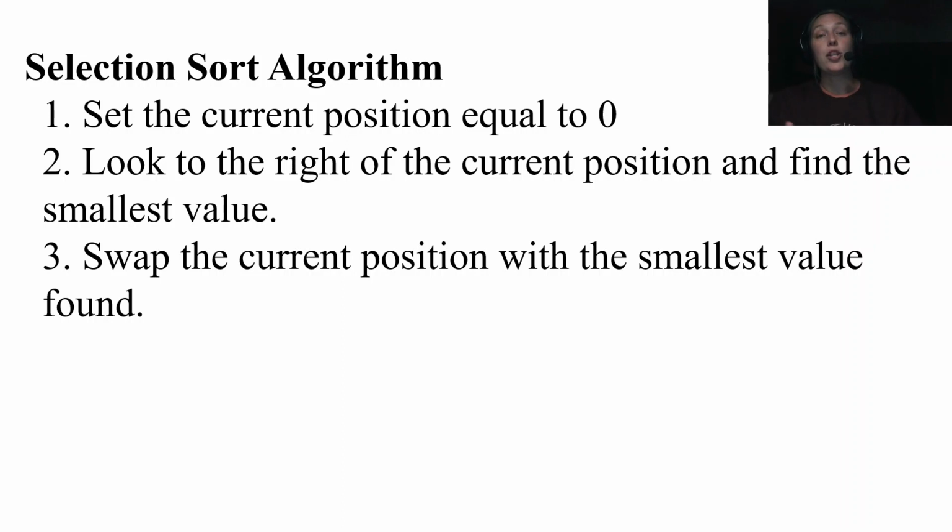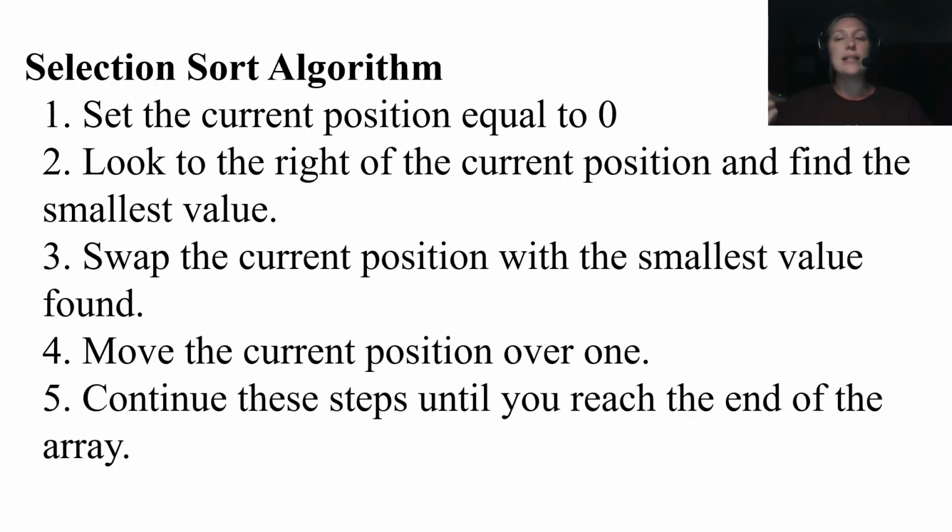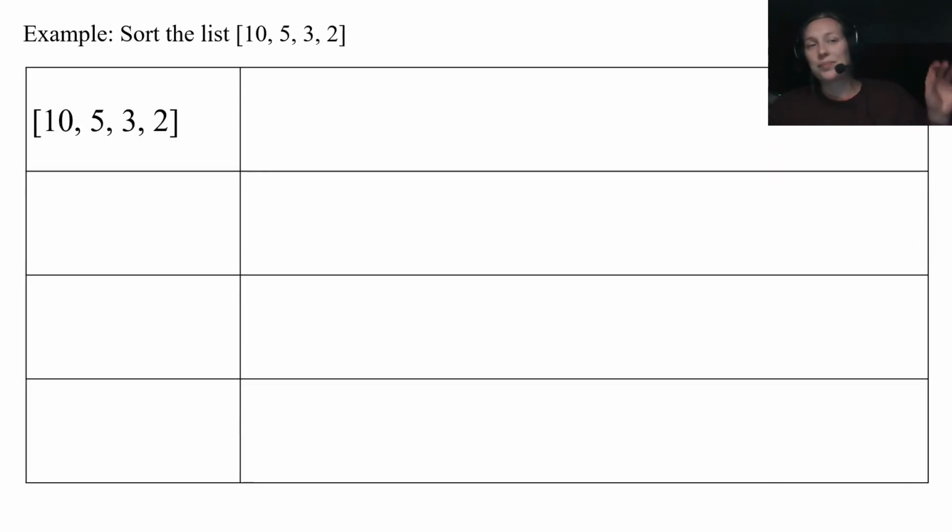You swap the element at the current position with the smallest value that was found. Then you move the current position over 1, so it becomes index 1. You continue these steps until you reach the end of your array, and by the time you reach the end, you're going to have a sorted array. Again, it's best if we see a visual of this. So we're going to sort the list 10, 5, 3, and 2, and see the selection sort work on this smaller list.